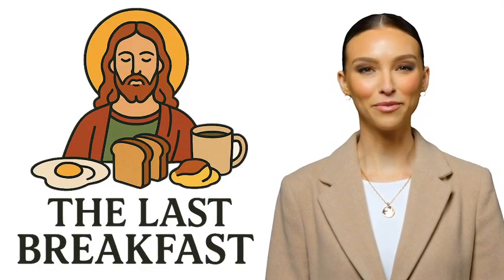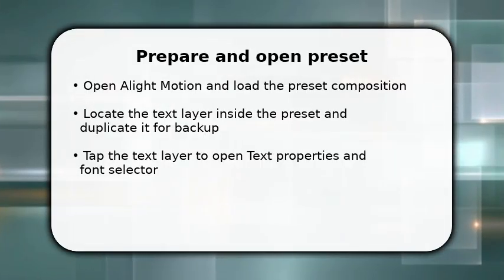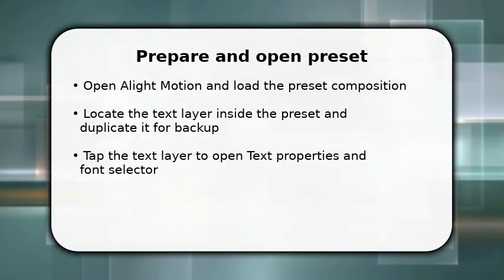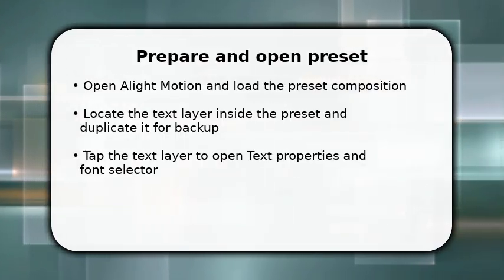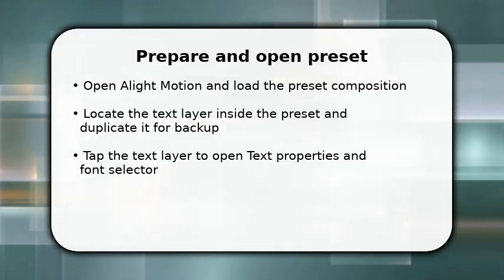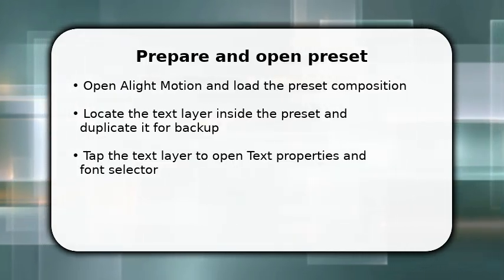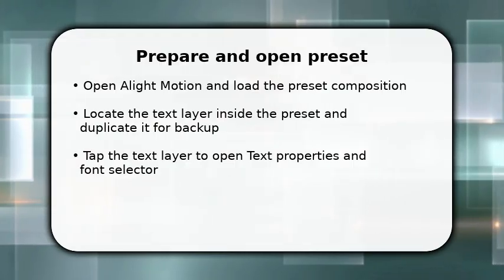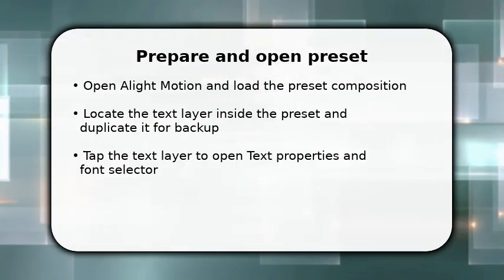Please enjoy the video. You start by loading the preset and protecting the original. Duplicate the text layer immediately so you can revert if needed. Once duplicated, tap the copy to open text properties. This is where Alight Motion stores font, size, and layout.